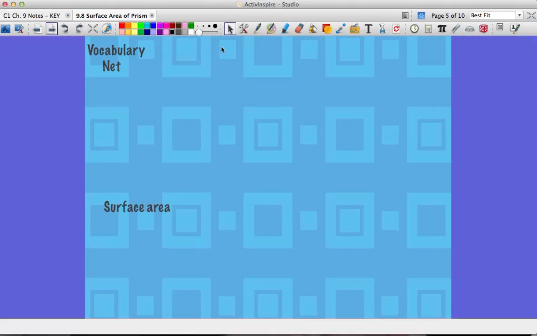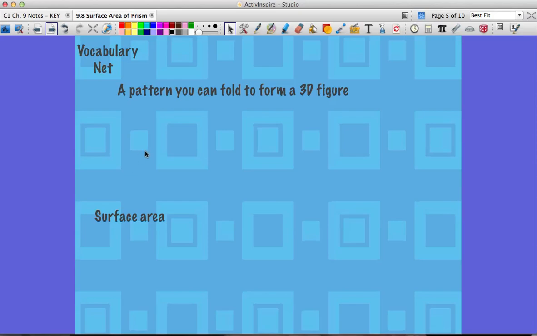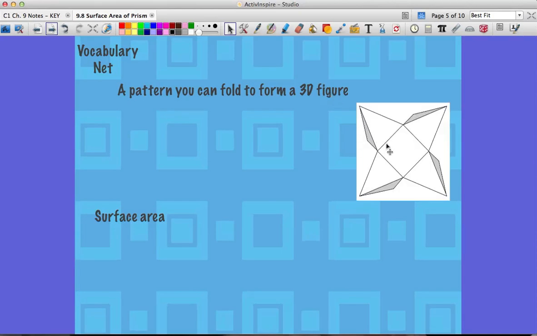Alright, so we talked about what a net is. A net is a pattern you can fold to form a 3D figure. So it's kind of like peeling a banana. You take your 3D figure and you peel it downwards. Okay, so we have a square pyramid here. So we have the square base, and then we peeled down each of the triangular sides to form a net. Then if you fold on each of these lines, you can put this together to make a three-dimensional shape.